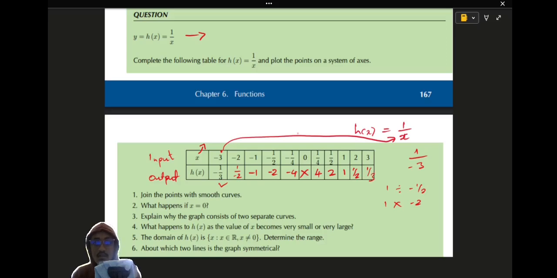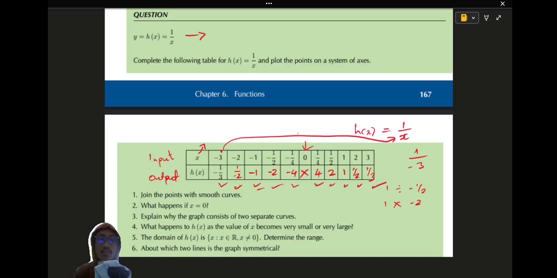So it's just a mirror of these answers. So negative 1 over 3, we get positive 1 over 3 here. Negative 1 over 2 here, we get positive 1 over 2. Negative 1, we get positive 1. Negative 2, we get positive 2. Negative 4, we get positive 4. And then we have an undefined answer here. All right.